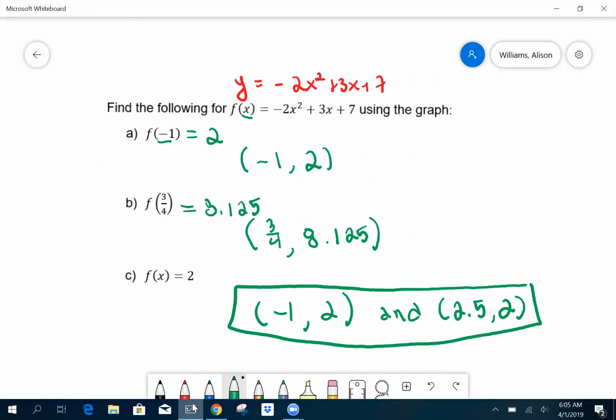In function notation, you would put x equals negative 1 and x equals 2.5.